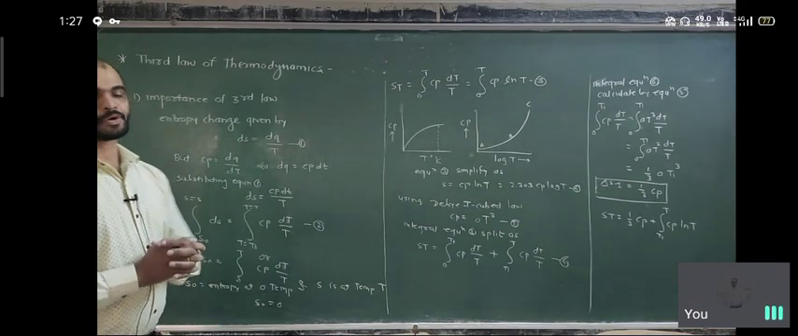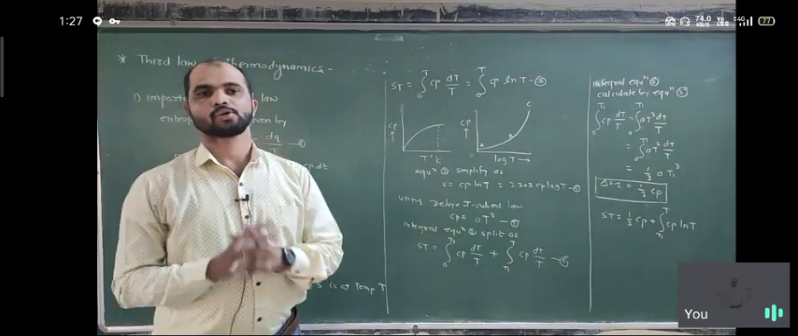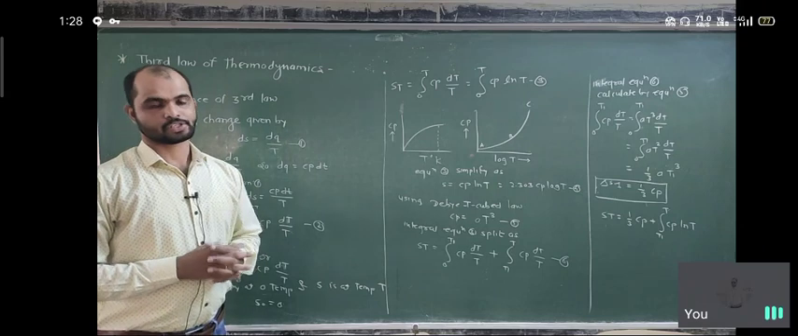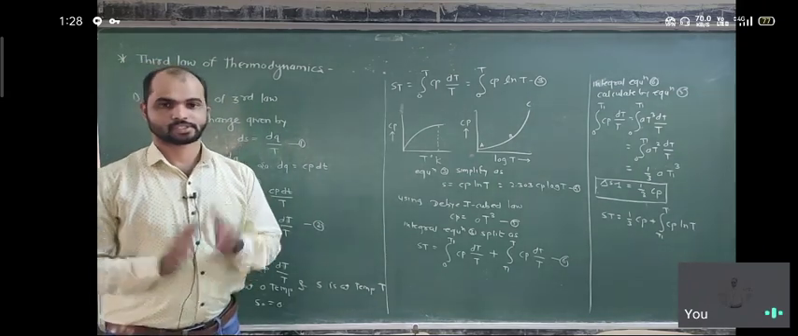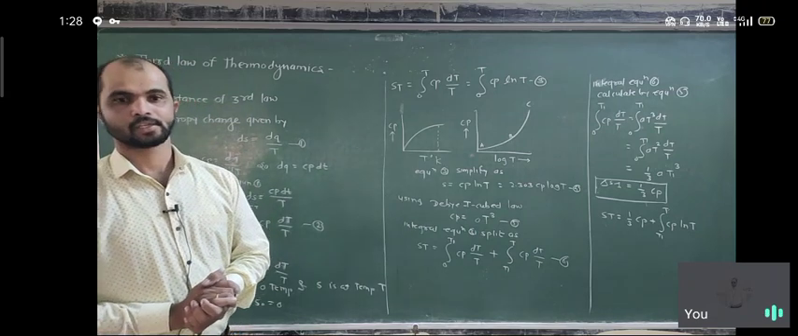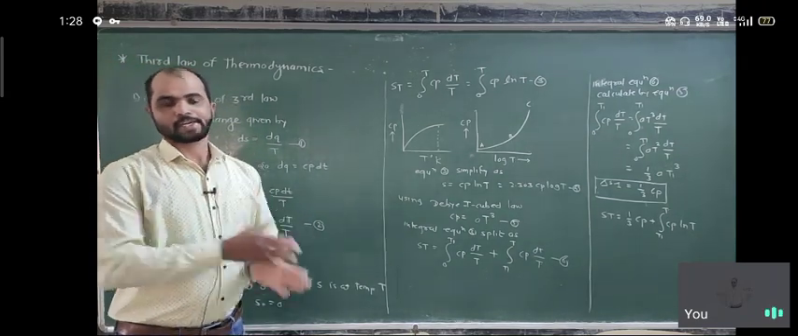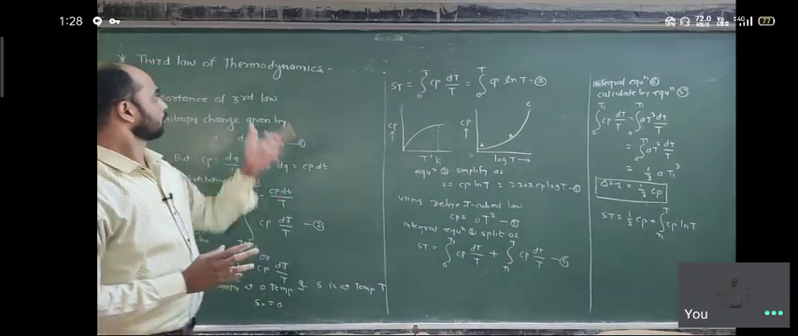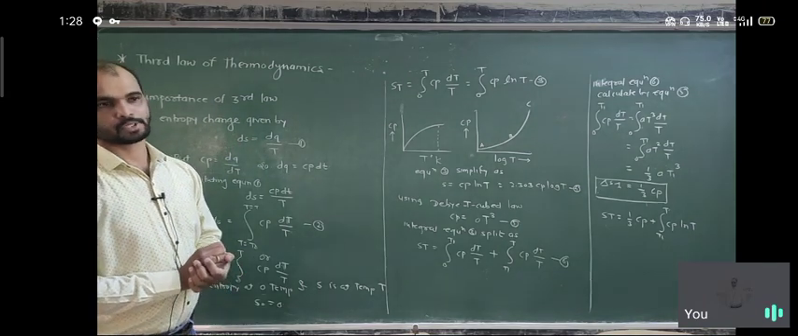Okay, so the last point of the chapter is the third law of thermodynamics. We already discussed the two laws. The first law is the conservation of energy, and the second law says no machine can have an efficiency of 1, meaning 100% of heat converted into work is impossible. And the entropy is introduced by the second law of thermodynamics.